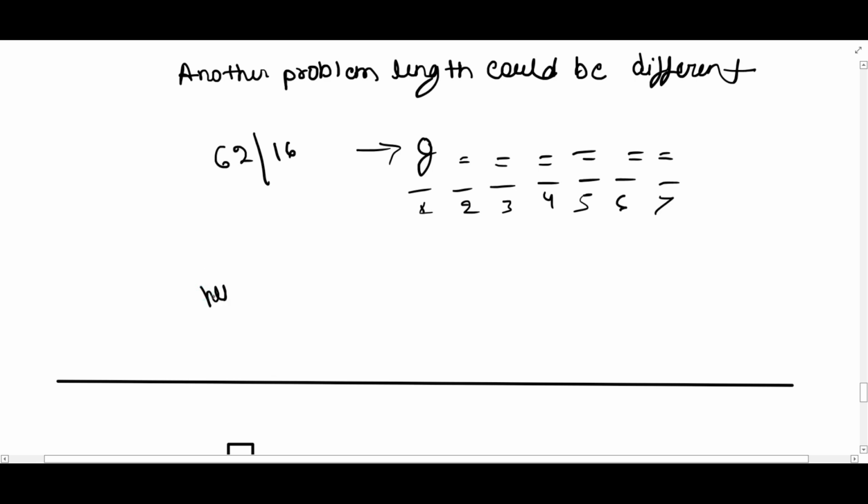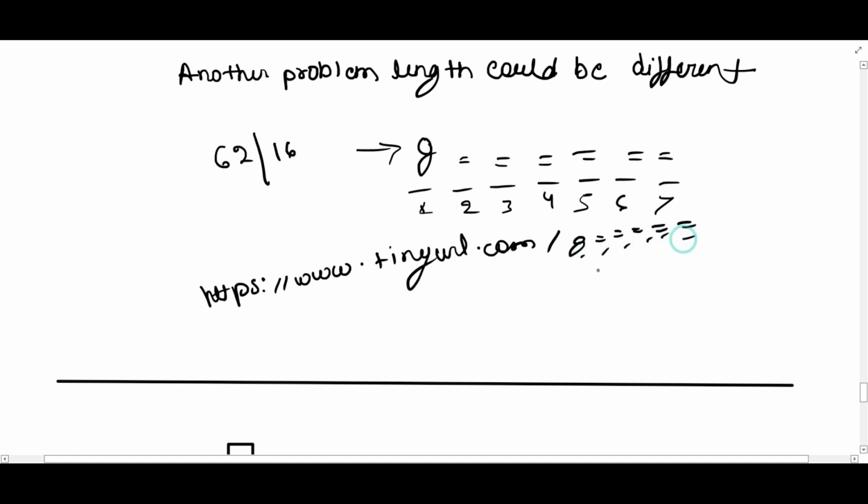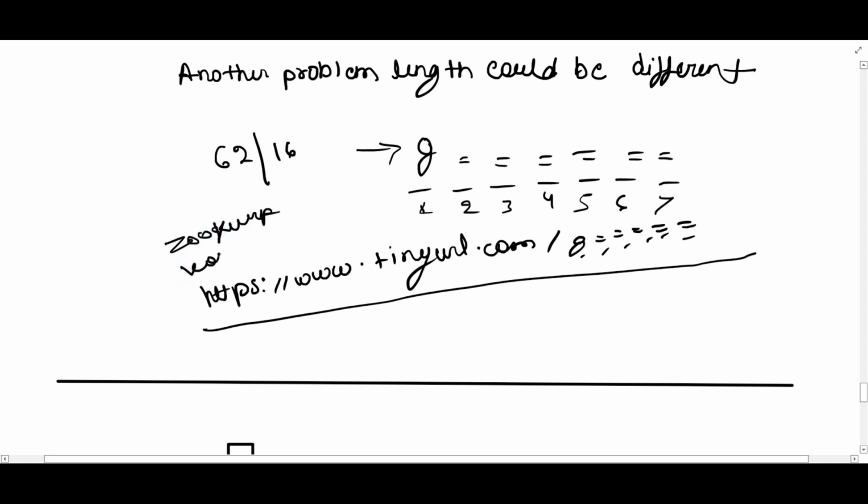So the final ID will look like this: https://www.tinyurl.com/g123423456. So this will be the short URL. This is the way we'll fix the two problems. First, the problem of how to generate the unique ID: the unique ID will be generated by zookeeper. Zookeeper will generate the unique ID, and for variable length we'll do padding.